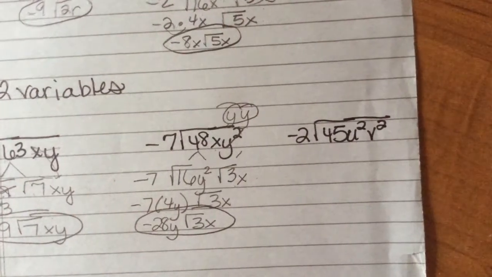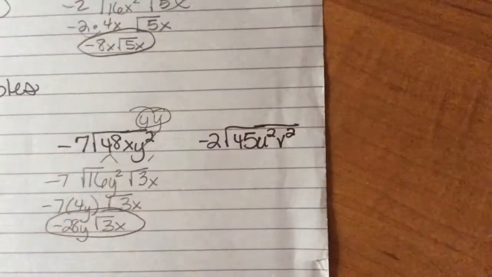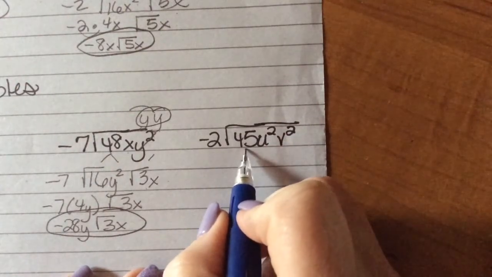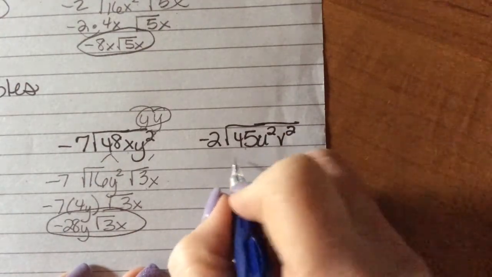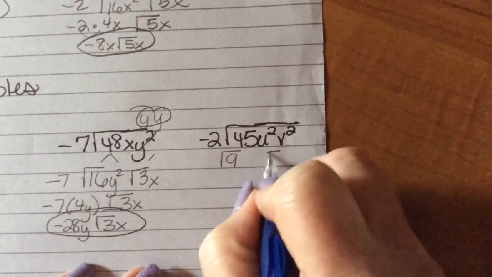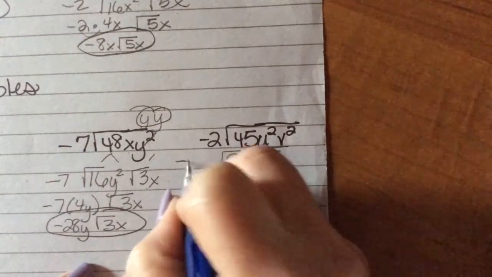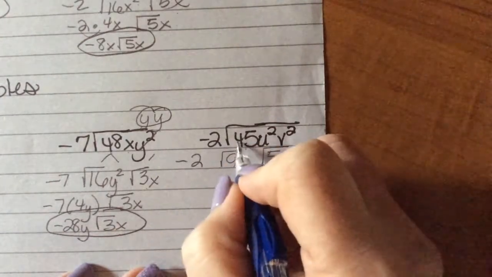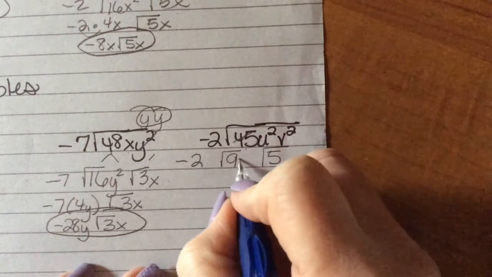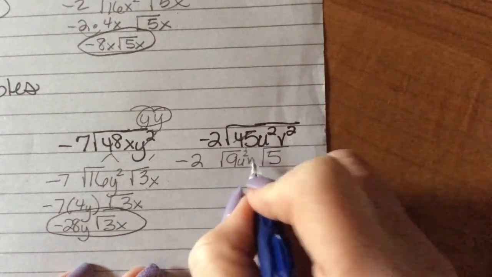Whew. One more. Once again, take a look at your number. Find the perfect square. I know 9 and 5. This one's been in my head for a long time. -2 is on the outside. Number's taken care of. There's a pair of these, so that means they're both going to come out. So u squared, v squared.